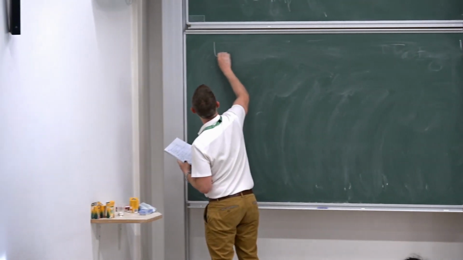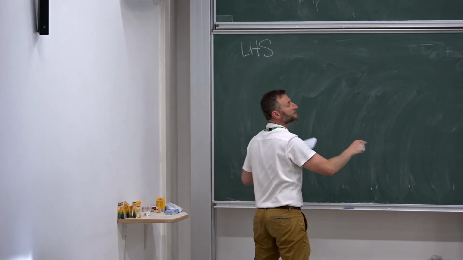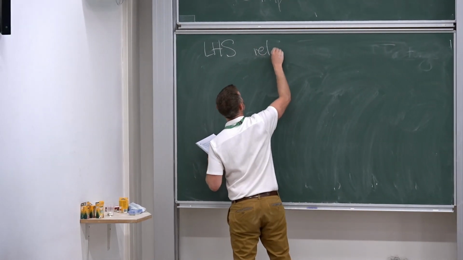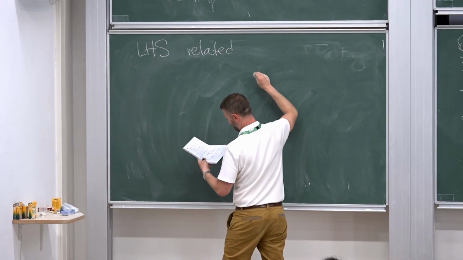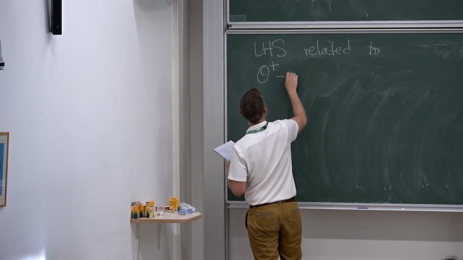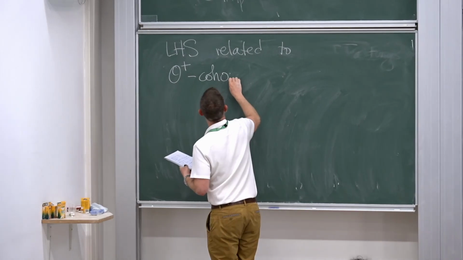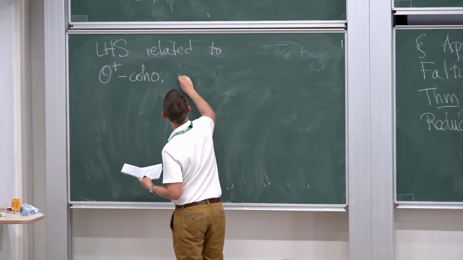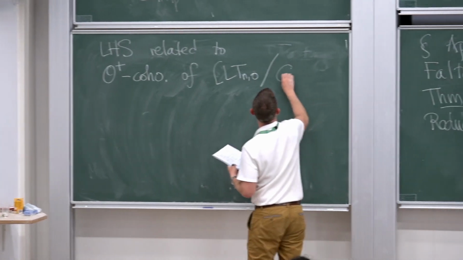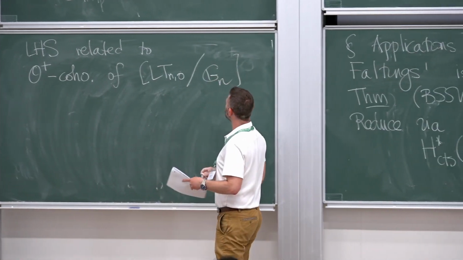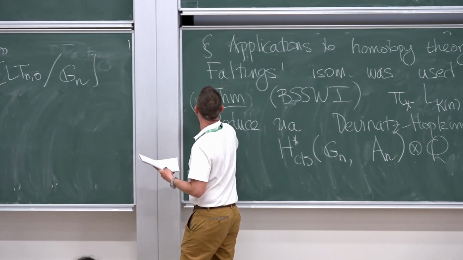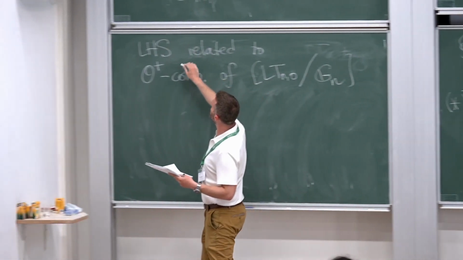All right, so the left-hand side, and I mean the left-hand side of the theorem. This is related to the O plus cohomology of the stack LTN0 modulo Gn. So, which theorem? Let me just write this as star, and then I mean the left-hand side of star.